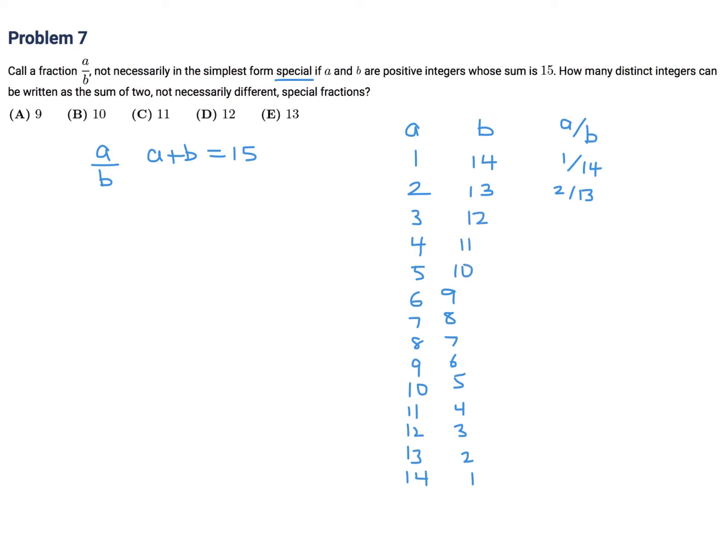Okay, so let's see if we can reduce these. 1 over 14, those two can't be reduced, but this one, 3 over 12, is 1/4.